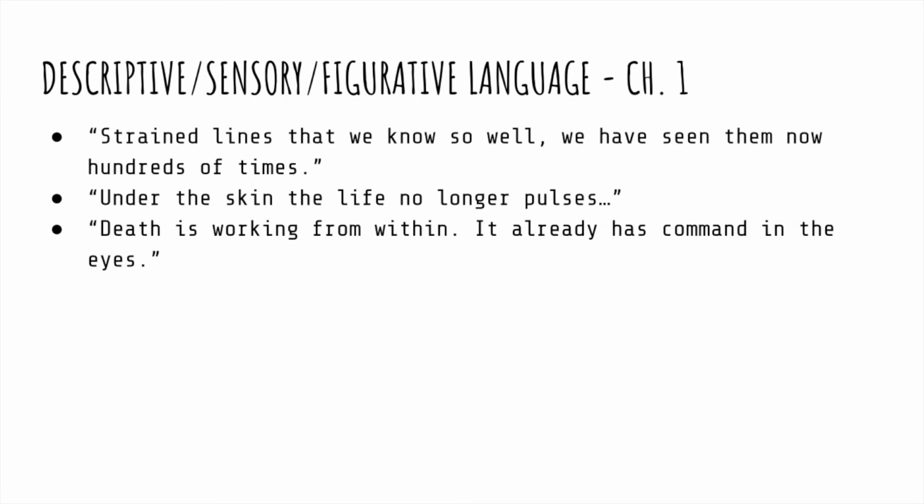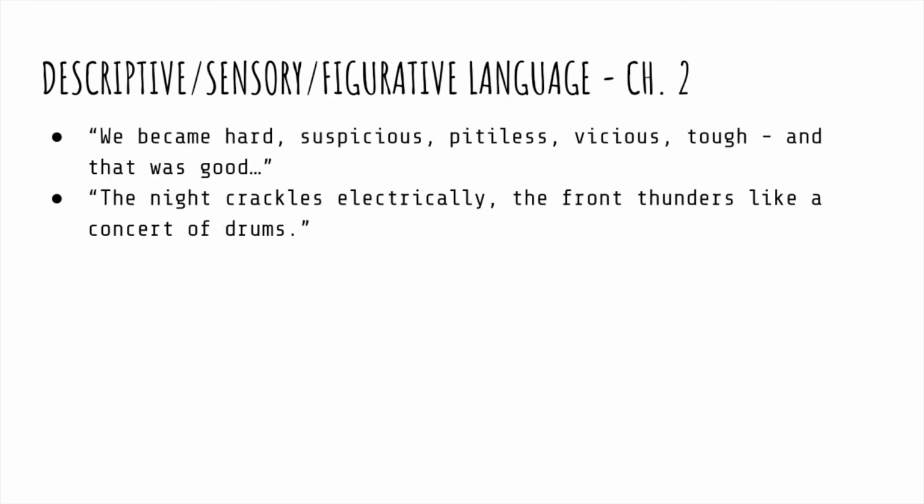And the last one, death is working from within, already has command in the eyes. That is an example of figurative language. That is an example of personification. Personification is giving human qualities and human actions to a non-human thing. So the non-human thing is death, and we're giving it human actions of working or commanding. That is an example of figurative language. It's super easy to use, and it really helps out your writing, okay?